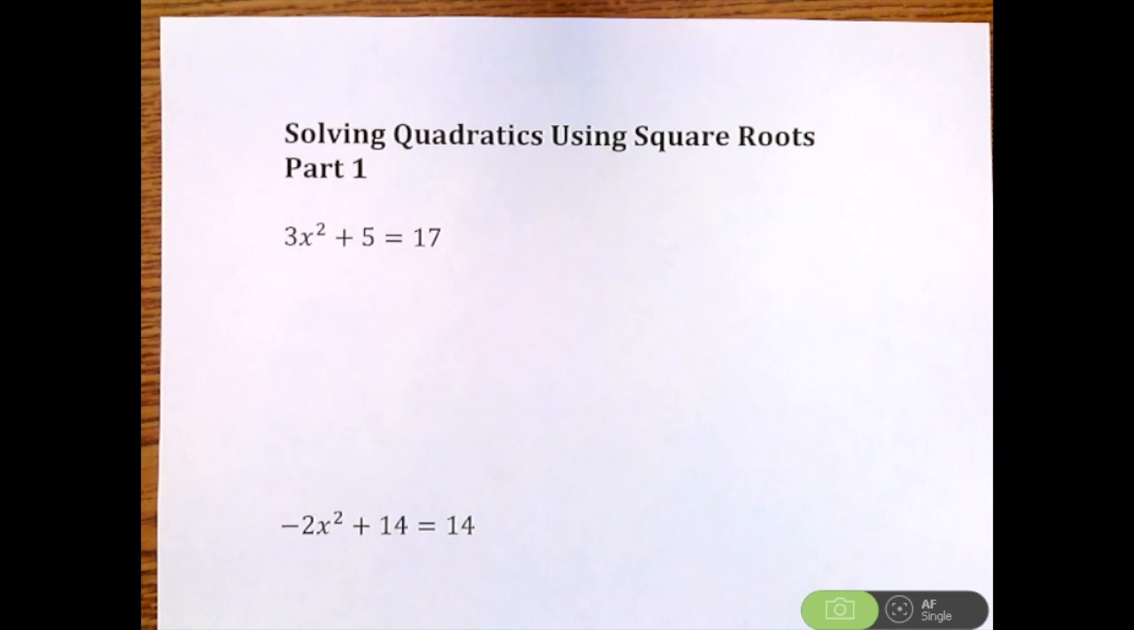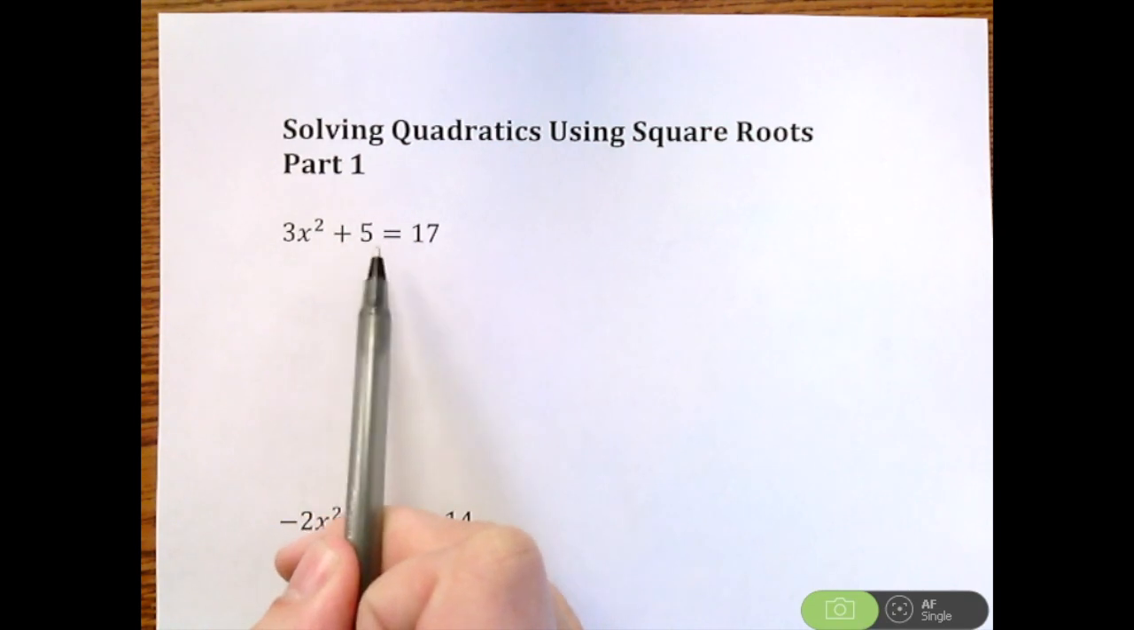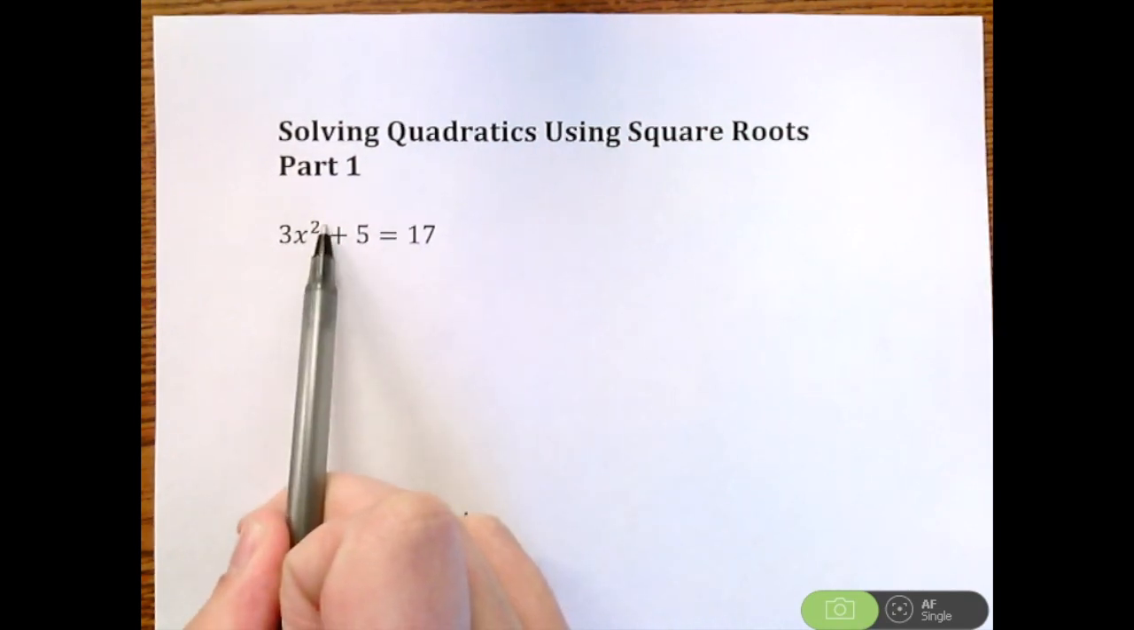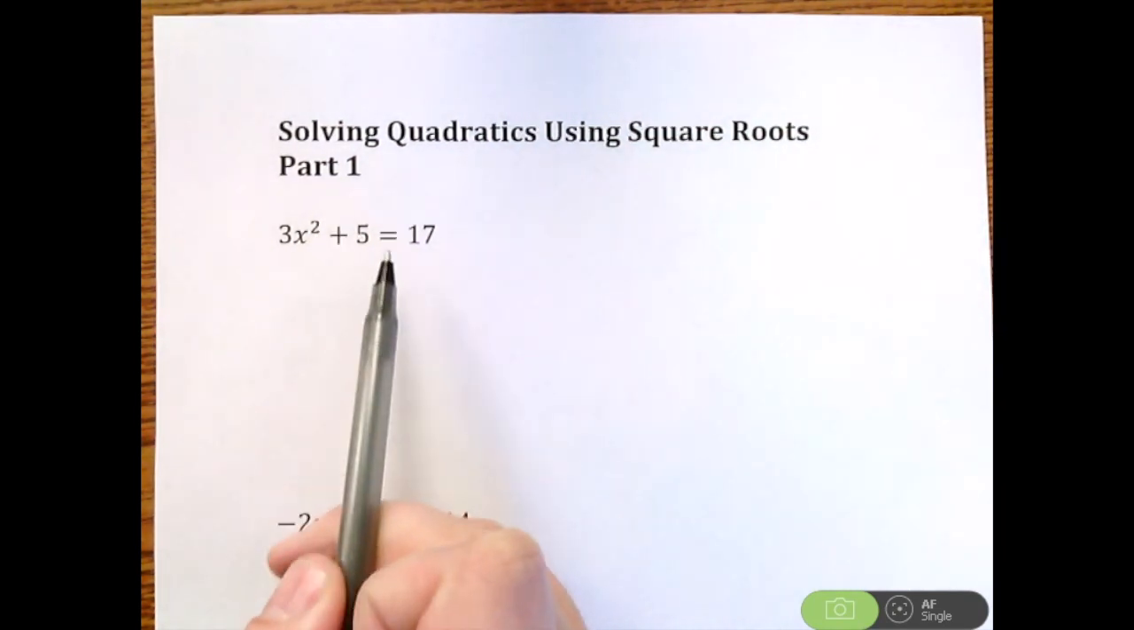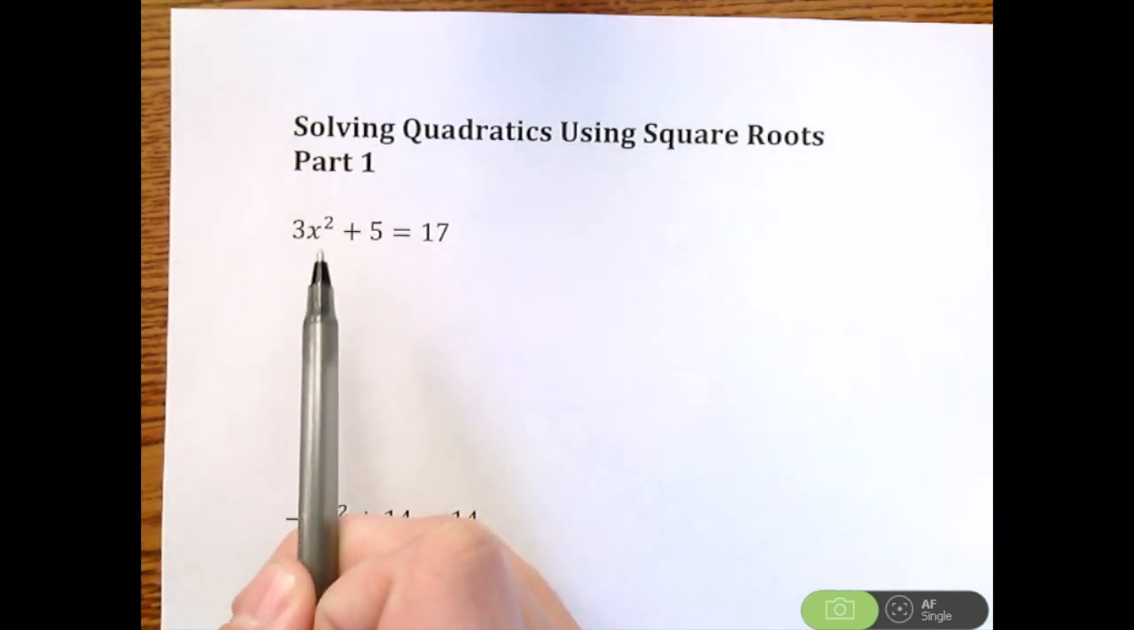All right, we're going to solve quadratics using square roots. So this is going to be part one of three different videos looking at solving quadratics using square roots. The big idea here is when we have this quadratic, 3x squared plus 5 equals 17, having the square on the x is what makes it a quadratic. But the idea is we really want to get x by itself.